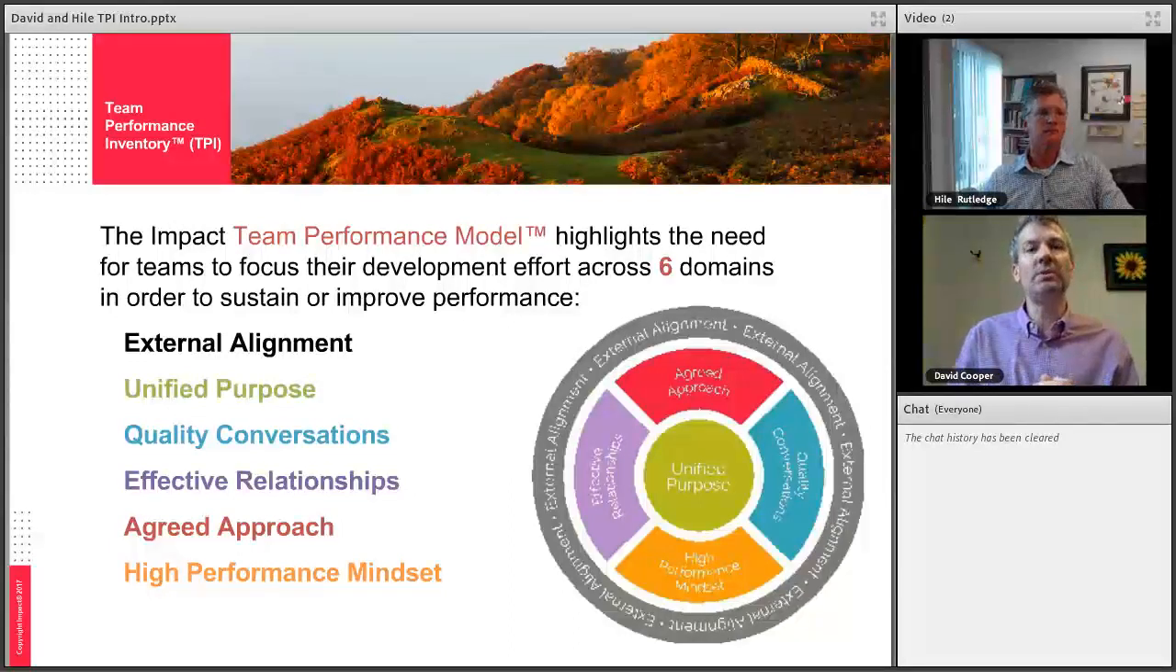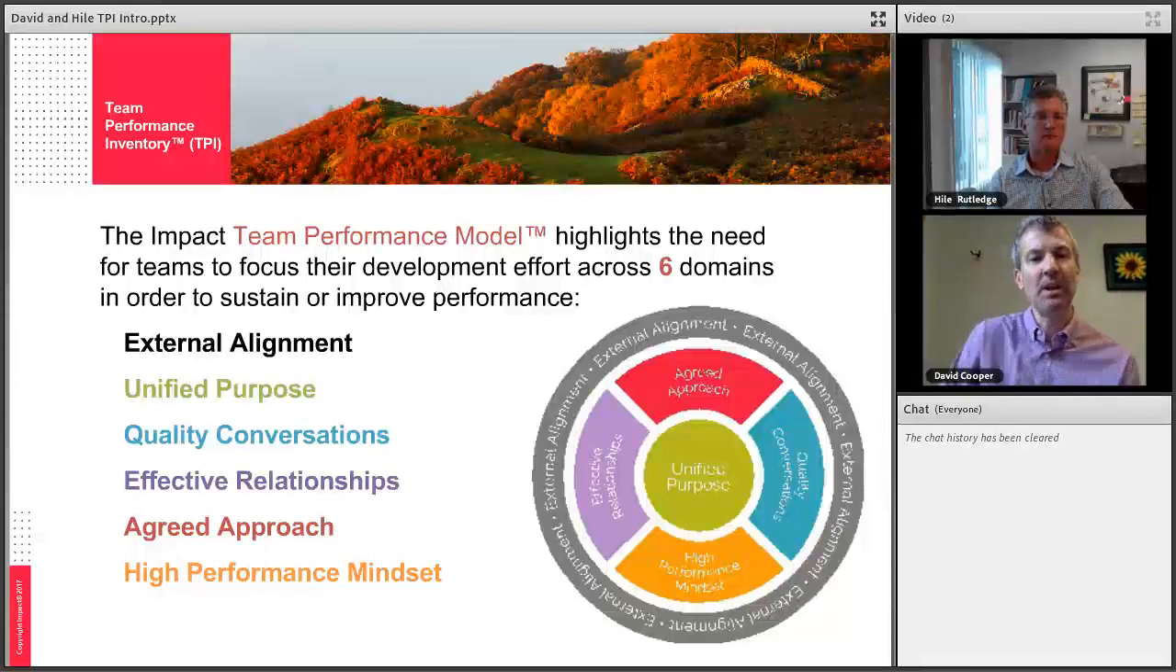So what we want to do today is give you access to each of these 6 domains, give you a high-level definition of those, and then break for some Q&A to help our understanding of that before getting into the team performance inventory, which is the team diagnostic tool associated with this model.